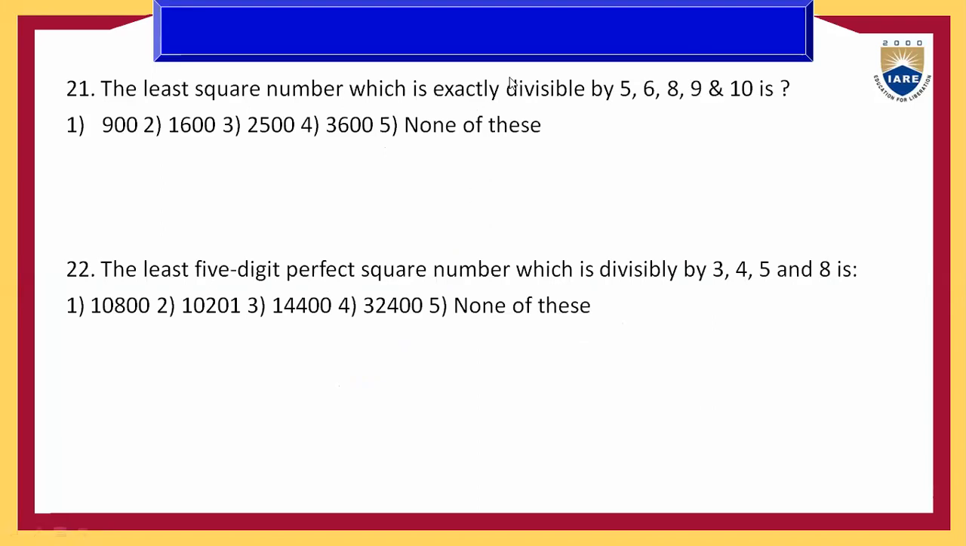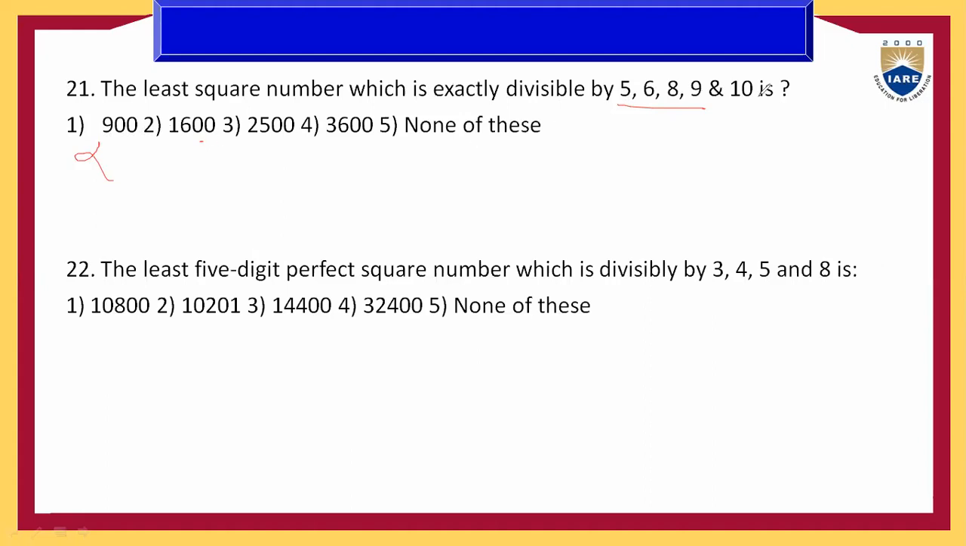Next, this is another model question, the 21st question. The least square number which is exactly divisible by 5, 6, 8, 9 and 10 is. Now here, the least square is the first one. Here we see 900. 900 is a square value. Is 900 divisible by all these numbers? Now 8 does not divide this 900. So this is not the correct answer.